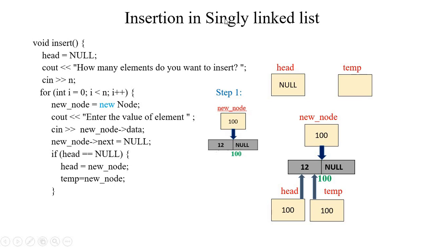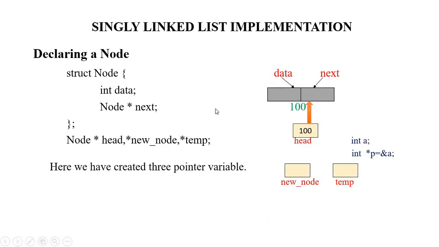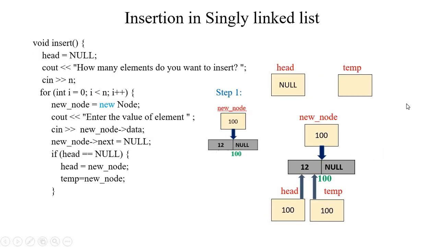Now let's see the insertion part of the linked list. Initially I'm assigning the head value to be null. I'm initializing the head value to be null, and two more pointers are there, temp and new_node. Some garbage value will be there in those pointers. Next, how many nodes do you want to insert? I have to give the number of nodes. Suppose if I give 5, then 5 nodes will be inserted. Using a loop, repeatedly I'll call the node and insert the node.